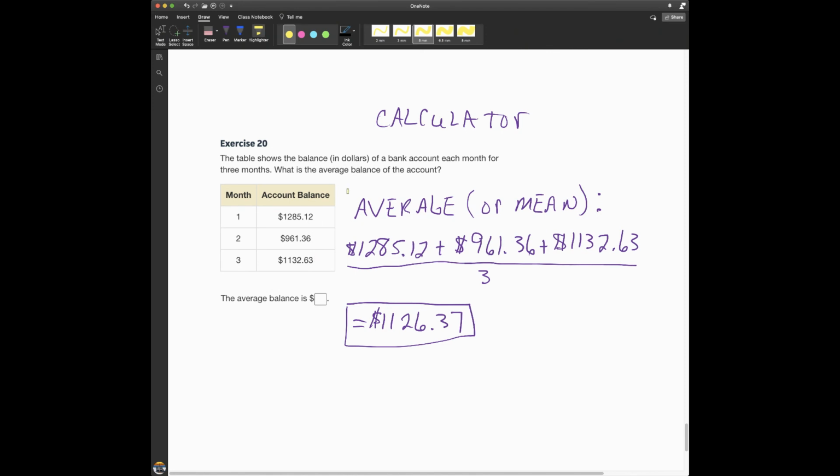Average. You have to remember what average means. Remember, the average is the same as the mean. How do I calculate the average? Well, I have to add all three of these together. Since there's three of them, then I divide by 3. So that's what I did, and I got the answer. So that's problems 11 through 20 on the Chapter 2 practice test.